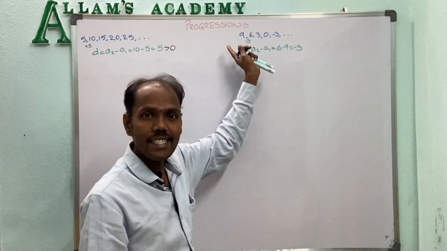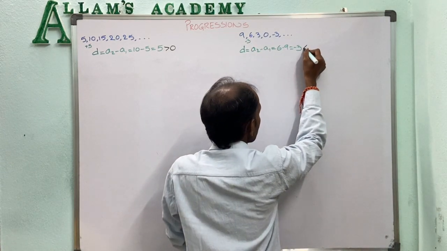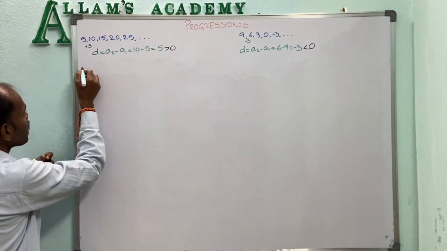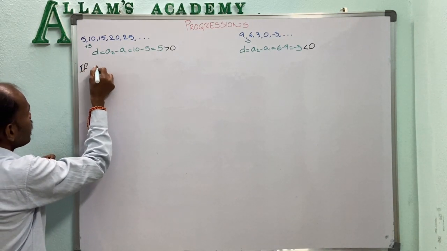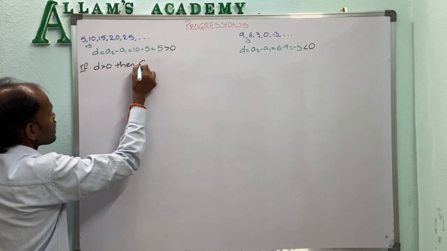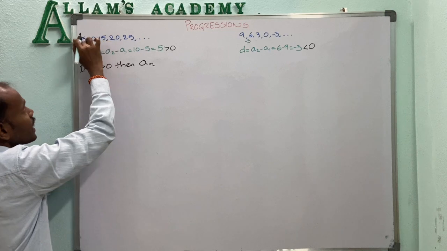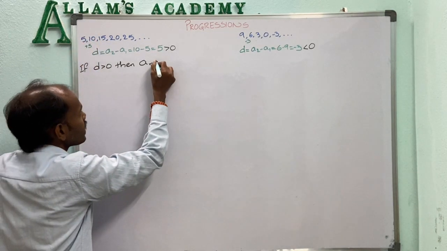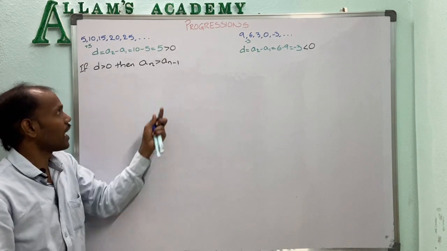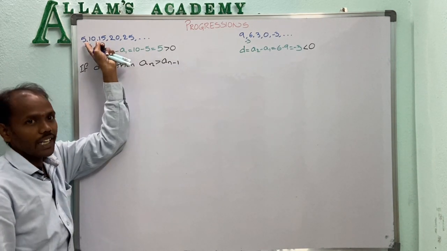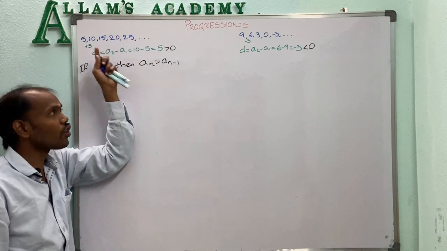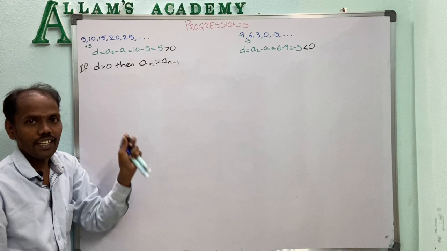In that second series, the common difference is less than 0. So here we conclude that if d is greater than 0, then the second term an compared to its preceding term is greater. So an is greater than an minus 1. So whatever the subsequent terms, compared to the term before, it is greater only.